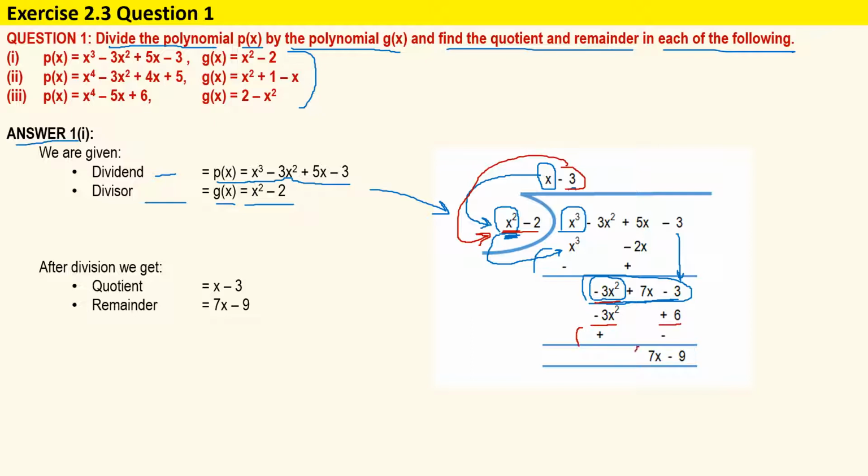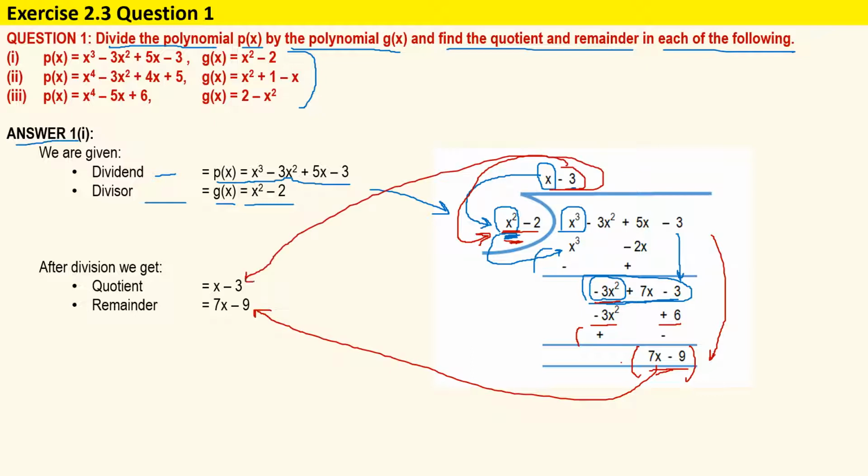We are left with 7x − 9. There is no more term to bring down. The degree of 7x − 9, that is our remainder, is less than the degree of the divisor. So we can stop our division process here, and our answer is remainder equal to 7x − 9, and our quotient is x − 3. So our entire answer is quotient equal to x − 3 and remainder equal to 7x − 9.